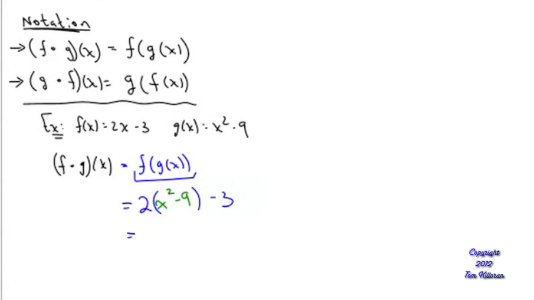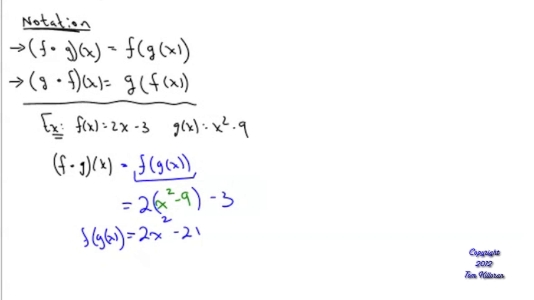So this becomes 2x squared minus 18 minus 3, minus 21. And this is f of g of x is equal to 2x squared minus 21. Basically all this is saying is, if you knew what x was equal to... well, don't worry about that. We'll get back to that in a second.